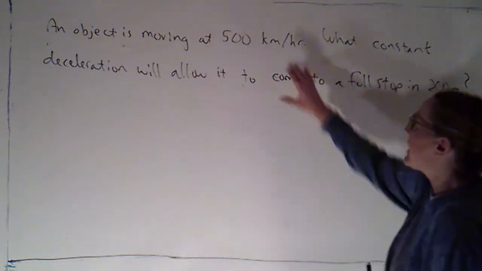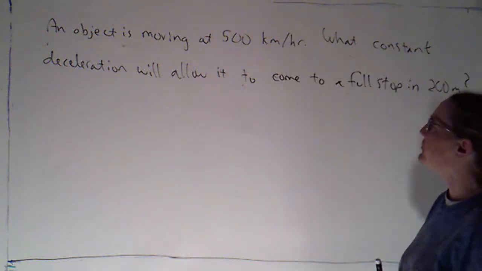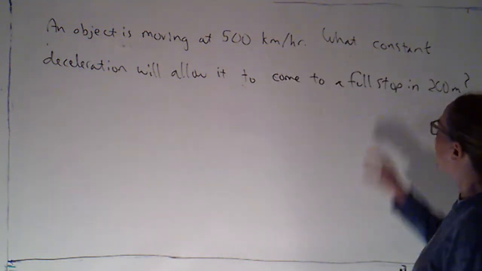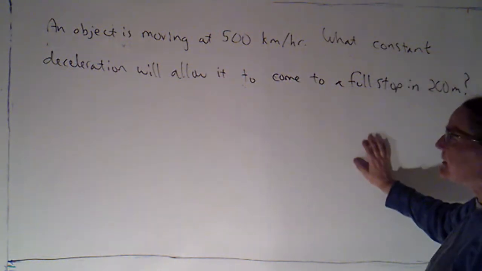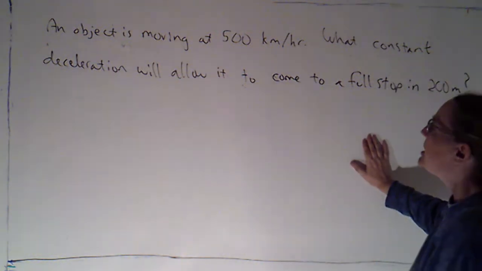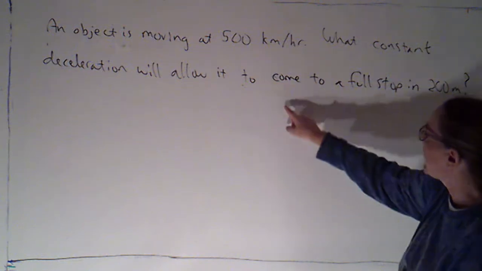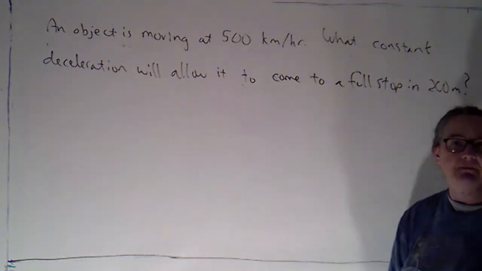Okay. So we've got an object that is moving at 500 kilometers per hour. And I want to know what constant deceleration, so it's going to be slowing down, what constant deceleration will allow it to come to a full stop in 200 meters.